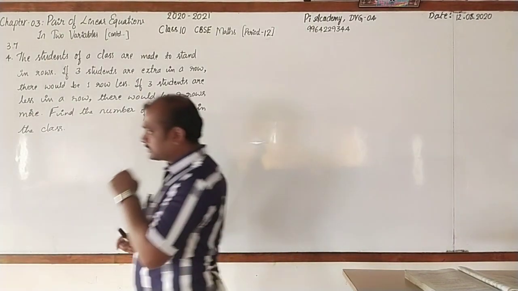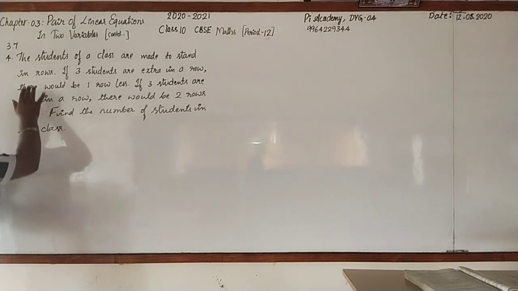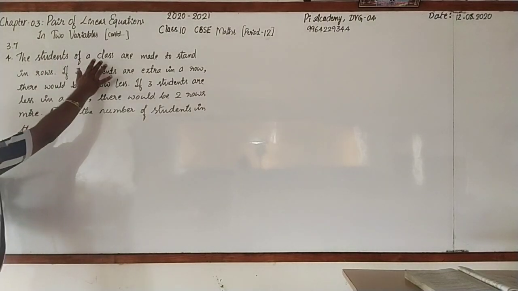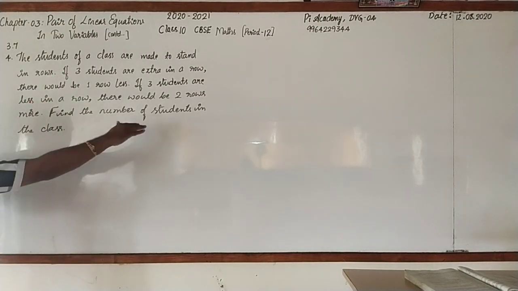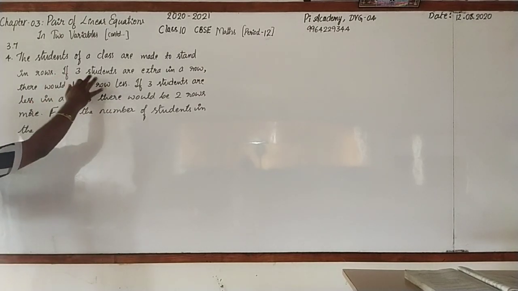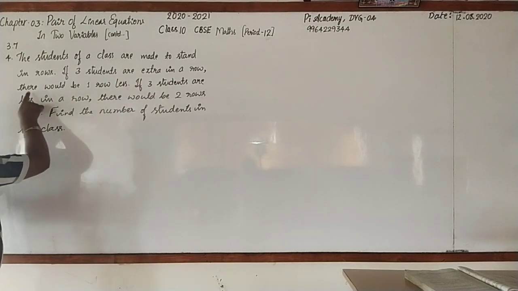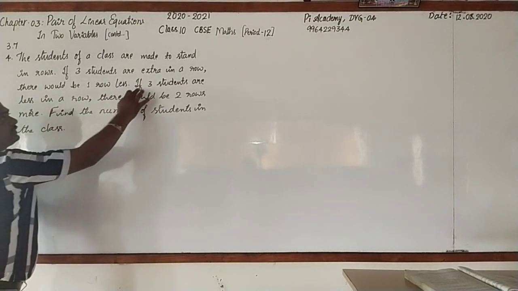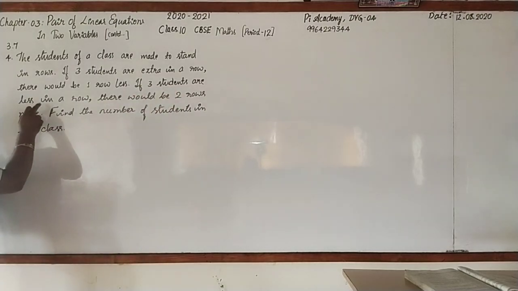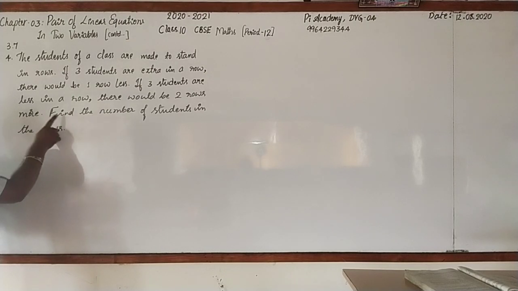Please go through the statement. It is very nice. Observe it. The students of a class are made to stand in rows. Horizontal arrangement, that is rows. If 3 students are extra in a row, there would be 1 row less. If 3 students are less in a row, there would be 2 rows more. Then find the number of students in the class. We do not know that. So now let's go for finding.